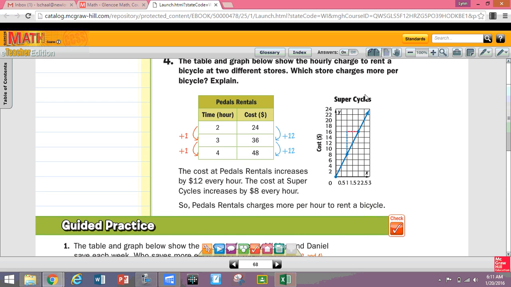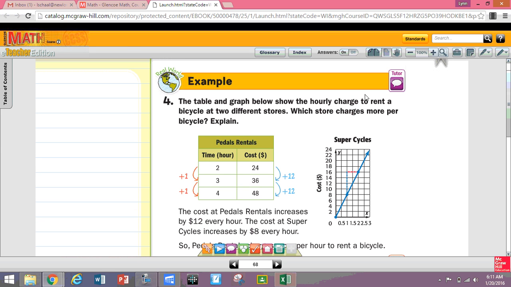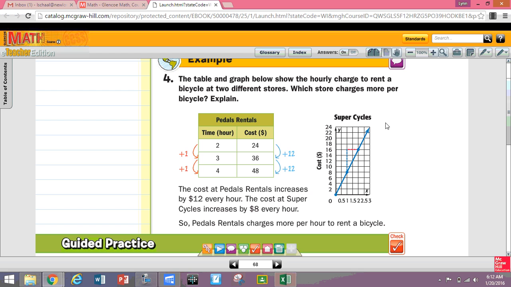So what you have to do today, and this second one also, the last problem, just to talk about it, you're comparing now two different stores. So pedal rentals and supercycles. And you're going to calculate their constant rate of change and tell me which one charges more per bicycle. So you calculate the constant rate of change for pedal rentals, which comes out to be change in y, $12, over your change in x, 1 hour. Okay, so that's pedal rentals.